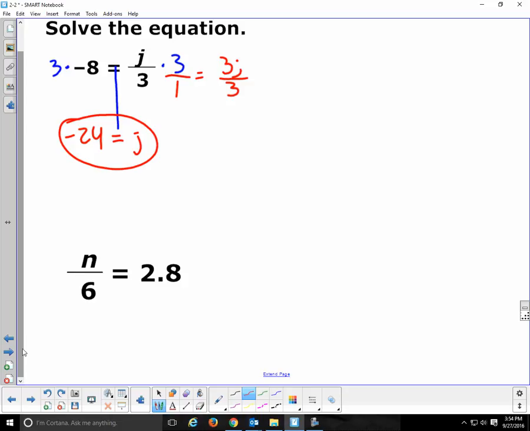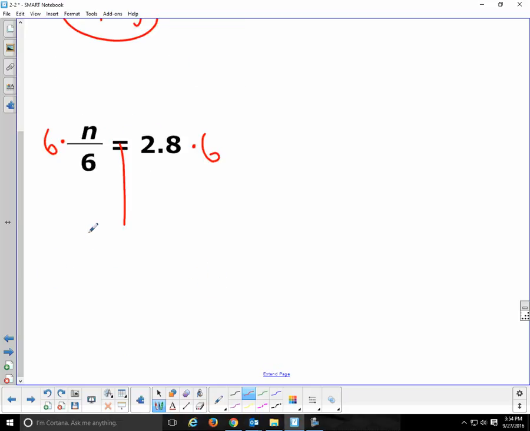It's n divided by 6, so I'm going to do times 6 to both sides. And I'm going to get n all by itself, because again, 6 divided by 6 is 1, so I have 1n left over. 2.8 times 6, I'm not going to set this up. I'm just going to multiply for a minute. We've got 2 times 6 is 12. 8 times 6 is 48. So 12 plus 4.8 really should give me a 16.8.